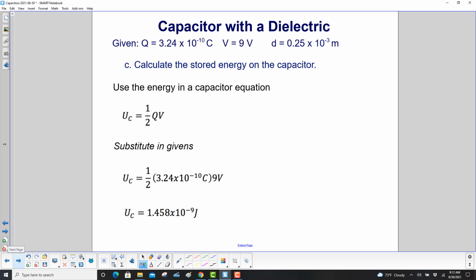Now calculate the stored energy on the capacitor. Well, we have our energy in a capacitor equation, 1/2 QV. We're given Q and we're given V. So that's the one we're going to use, and we get the potential energy, or the energy stored in the capacitor, is 1.458 times 10 to the minus 9 joules.